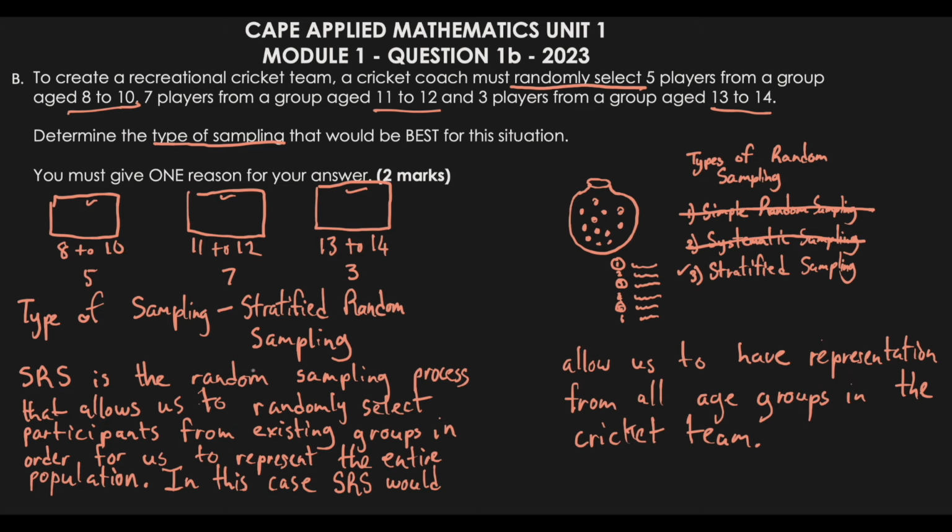And we had to use one of these ones because they said it had to be a randomly selected team. If it wasn't going to be a randomly selected team, then we could potentially use the quota system, but that would be non-random. Okay, so because we had to randomly select, we had to use a strategy or method that allows us to use random selection.